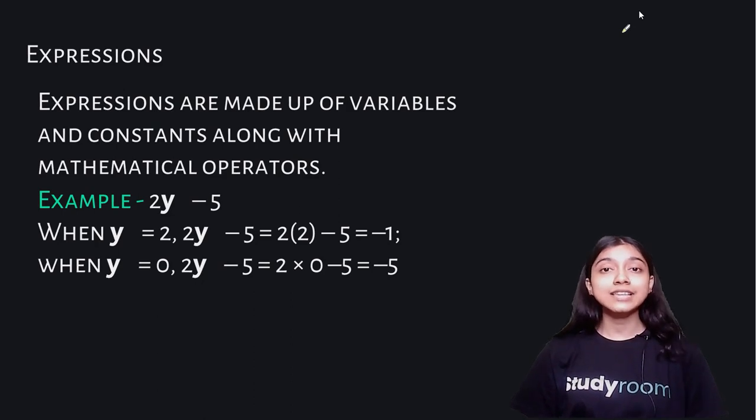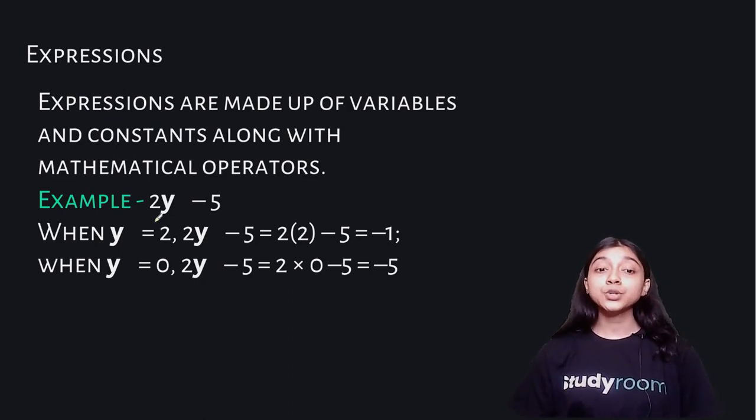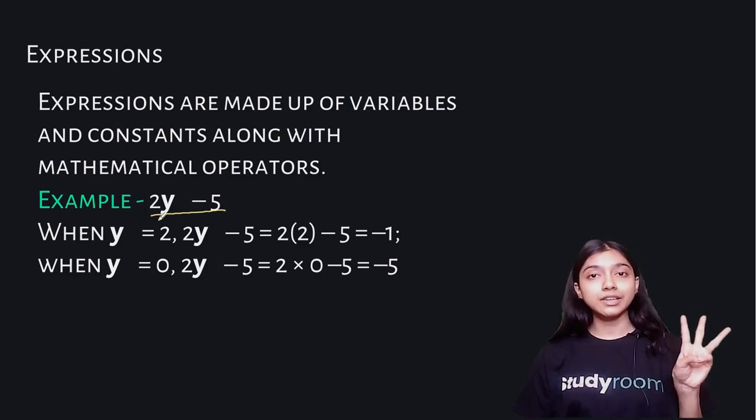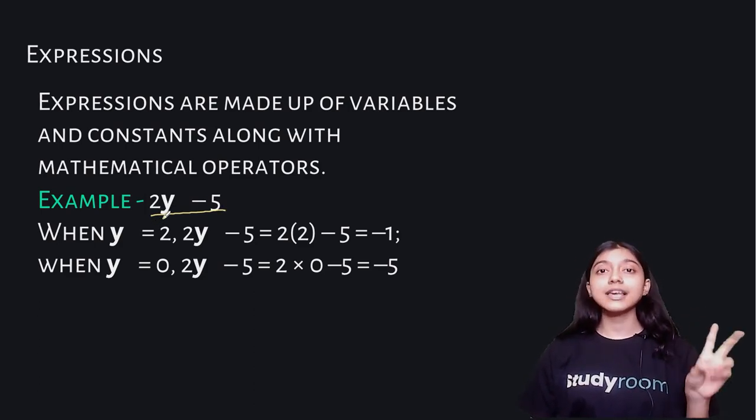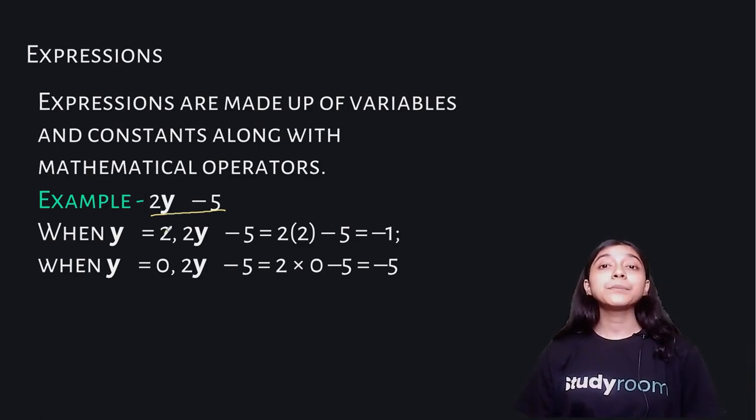So let us take an example of an expression, that is 2y minus 5. So here 2 is a constant number which is multiplied by a variable y and then it is subtracted by a constant number, that is 5. So this is an example of an expression which comprises three things: variables, constants and mathematical operators. Now let us evaluate this expression by putting different values of the variable y.